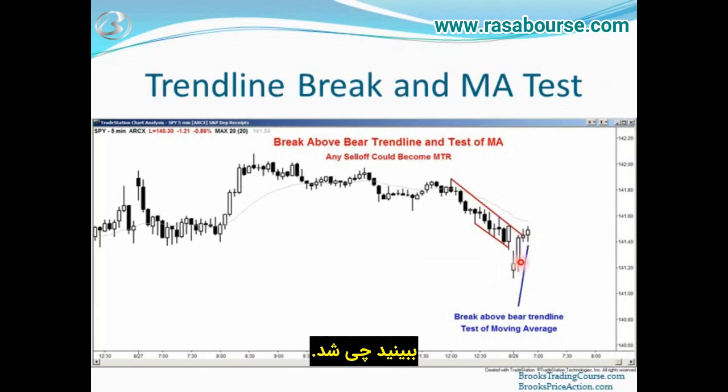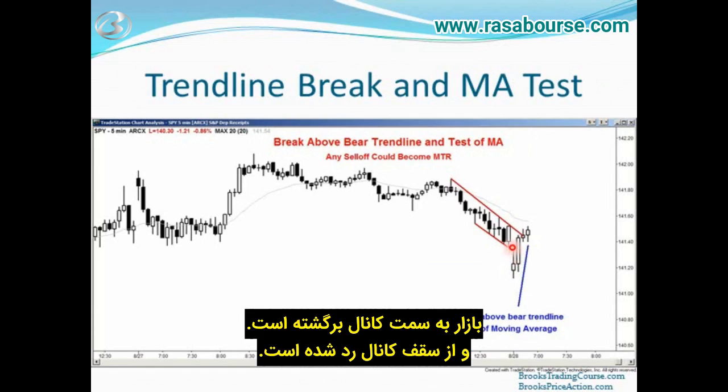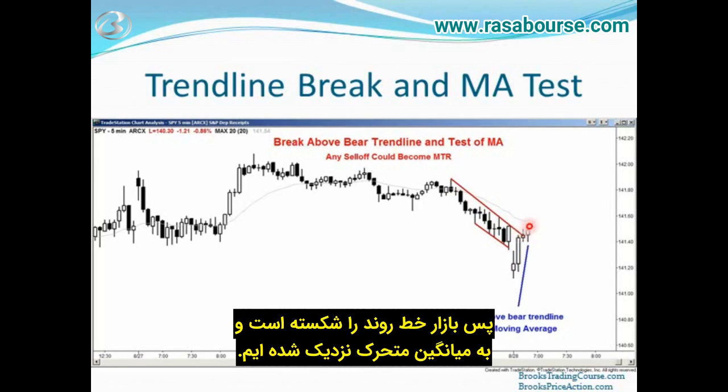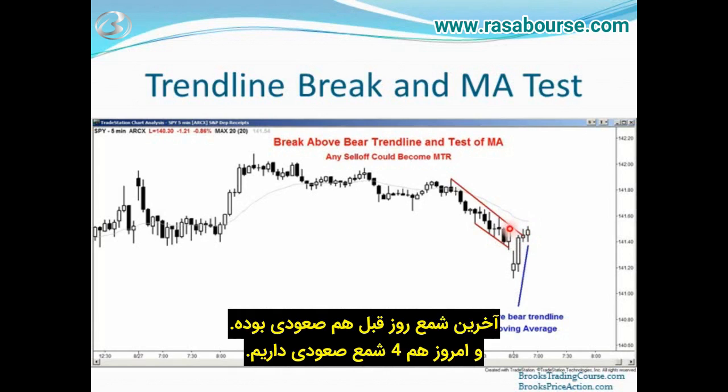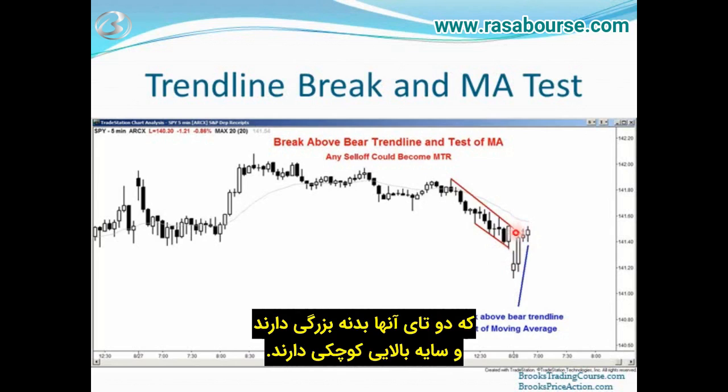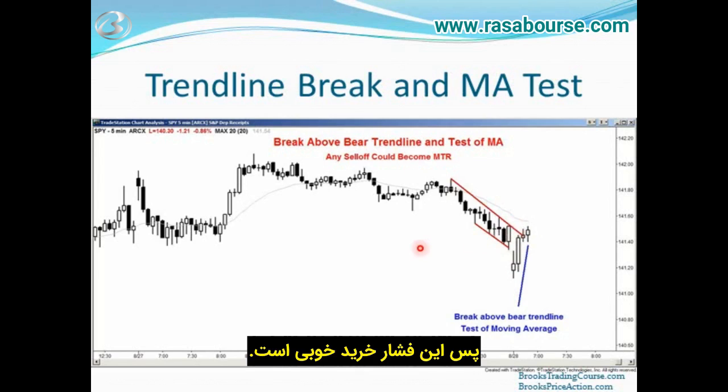Now look what happened. The market reversed back up into the channel, and it poked out of the top of the channel. Poking out of the top of the channel is the trend line, so the market's breaking above the trend line, and we're getting close to the moving average. So this is good buying pressure. The last bar of yesterday and the first 4 bars of today are 5 consecutive bull trend bars, and 2 of them are relatively big bars, big bodies with closes near their highs.